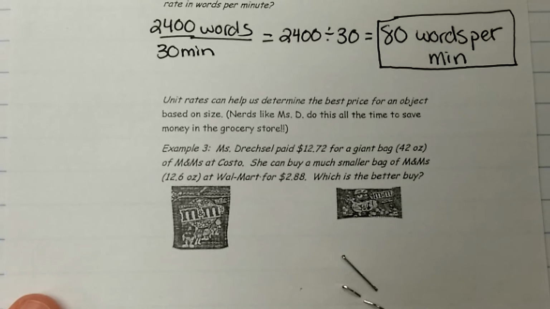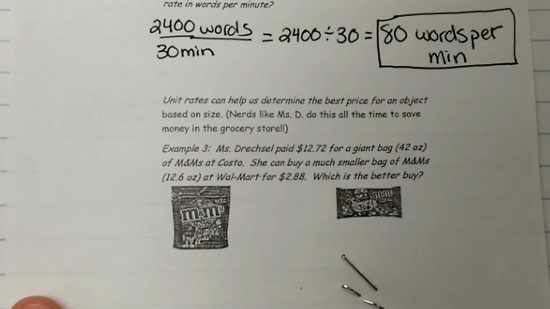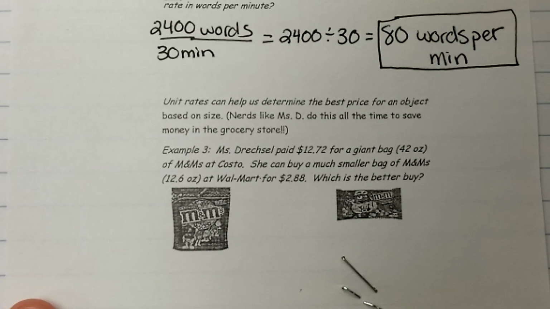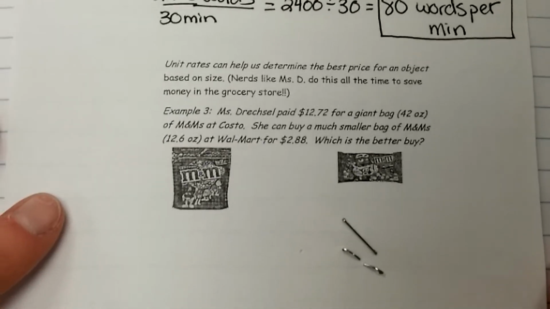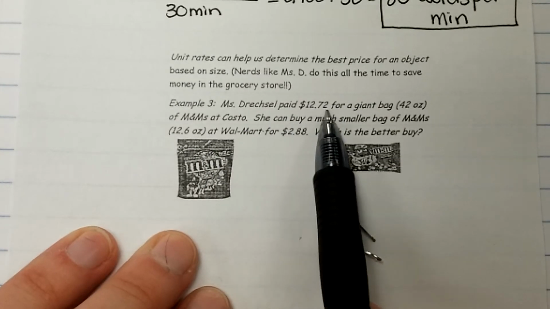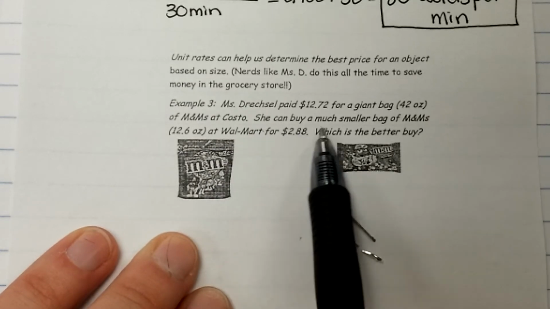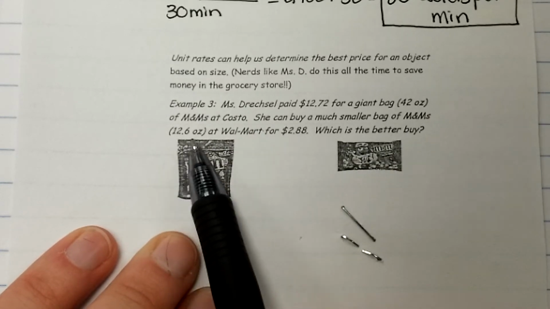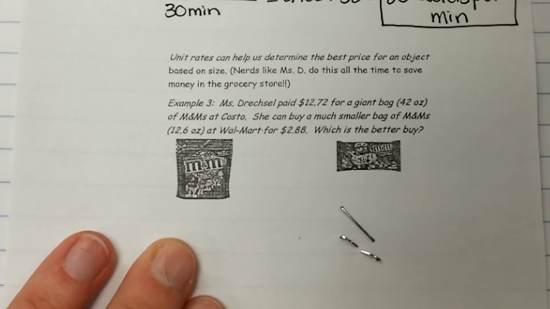All right, last example. Unit rates can help us determine the best price for an object based on size. And nerds like me do this all the time at the grocery store. And actually, if you go to Walmart and you look at any of the price labels, they calculate the cost per ounce pretty frequently for you in order to help you decide what is a better buy. So, example 3, Miss Drexel paid $12.72 for a giant bag, 42 ounces of M&Ms at Costco. She can buy a much smaller bag of M&Ms, 12.6 ounces, at Walmart for $2.88. Which was the better buy?